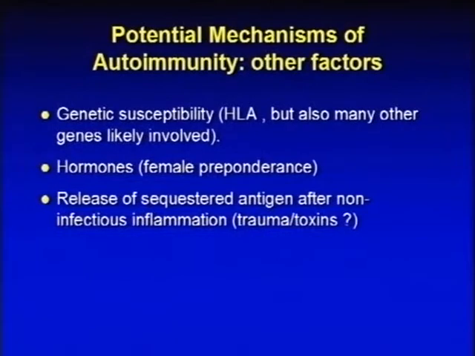So in MS, the disease becomes quiet in pregnancy and then exacerbates postpartum. But in lupus, the disease is aggravated during pregnancy and is actually better afterwards. So it turns out that may be a shift of these Th1, Th2 cytokines driven by some of the female hormones like estriol. We need to understand that better. And I've already told you a little bit about this release of antigen from infections.